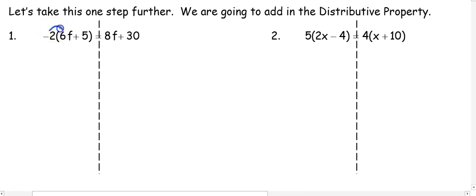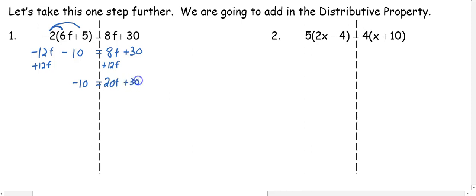So number one, there's parentheses, so we're going to distribute this -2. So -2 times 6f is -12f. -2 times 5 is -10 equals 8f plus 30. Now, this problem looks like what we did yesterday with a variable and a constant on both sides. So we need to move the smaller variable, which in this case is -12f. So we're going to add 12f to both sides. And we get -10 equals 20f plus 30.